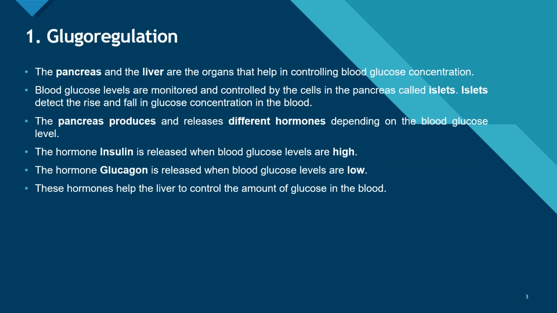First, we have glucoregulation. In glucoregulation, the pancreas and the liver are the organs that help in controlling blood glucose concentration. Always remember the pancreas and the liver. Blood glucose levels are monitored and controlled by the cells in the pancreas called islets. Now, these are really important. You need to know about islets. Islets detect the rise and fall in glucose concentration in the blood.